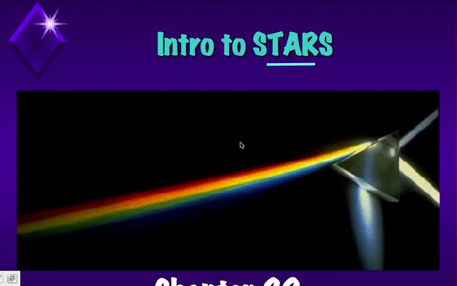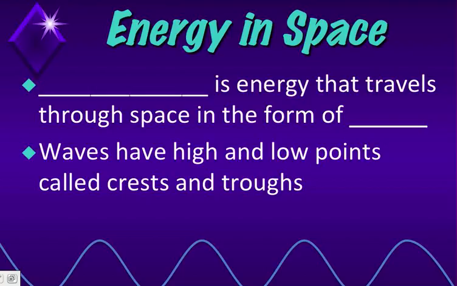As we start our astronomy unit, before we can get into stars and galaxies and how everything got there, we do have to have a little bit of background understanding on both light and energy, and so that's where we are starting today. We do need to remember that the energy that travels through space is called radiation.